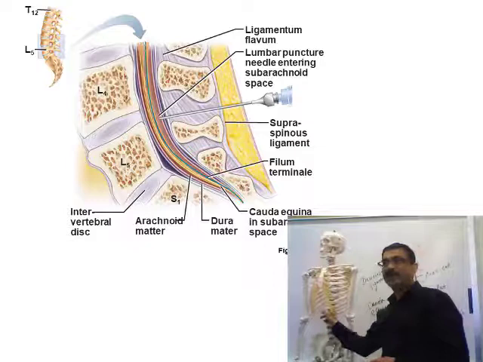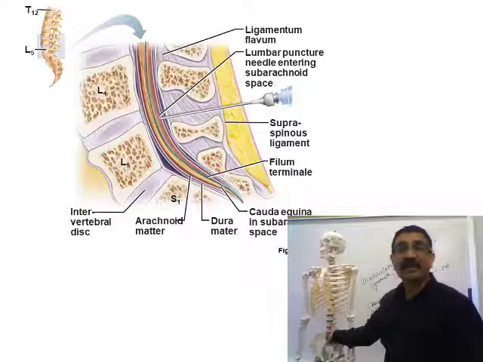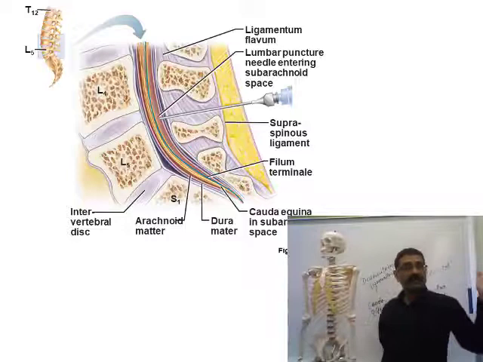The chance of injury is there, right? So, that's why we collect the cerebrospinal fluid from the lower lumbar area, because you know the spinal cord ends there at lumbar 1 or lumbar 2, but not below that. So, we prefer lumbar 3, 4, 5. There is no spinal cord.